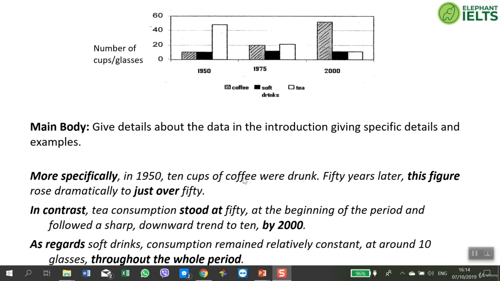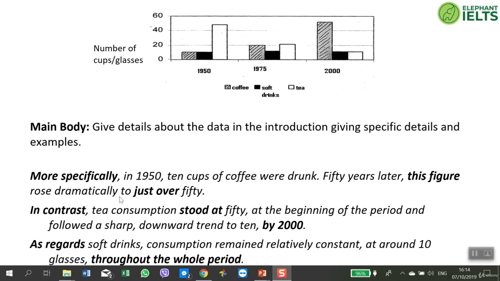So now I've finished talking about coffee, I have to talk about tea. Now, why do I talk about tea and not soft drinks? Well, remember, tea had the second biggest change. I'm going to leave soft drinks till last because, as I said, nothing much happened. So I begin with a linking word, "in contrast". Why do I use "in contrast"? Well, I use "in contrast" because now it's a downward trend. In other words, the trend is opposite to the trend for coffee.